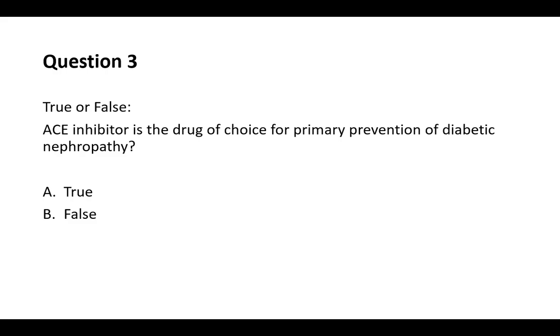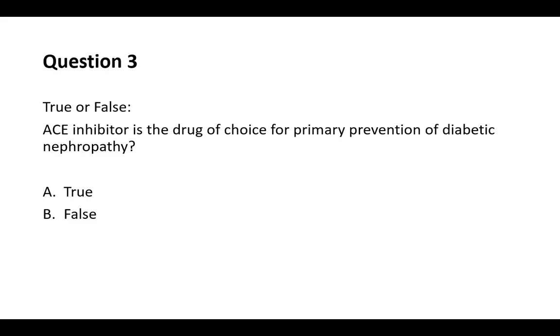Because that patient with type 2 diabetes, after 10 years, will have a lowering of his GFR. But this patient taking ACE, even though initially it was lower, will not decline like the other one. Clear? You have a question here? Doctor, what is the primary prevention?